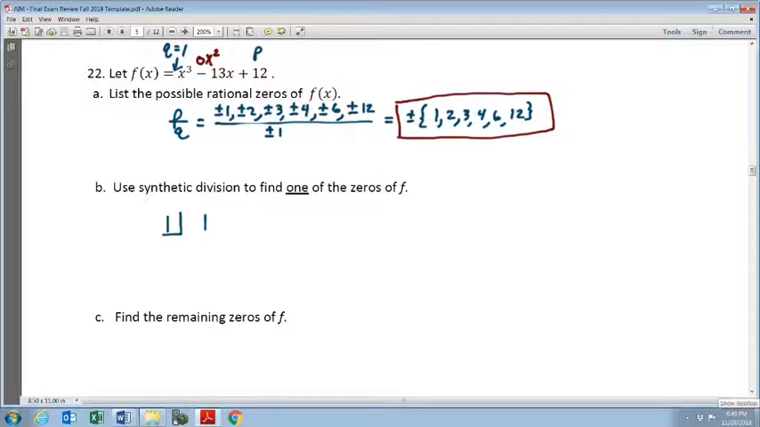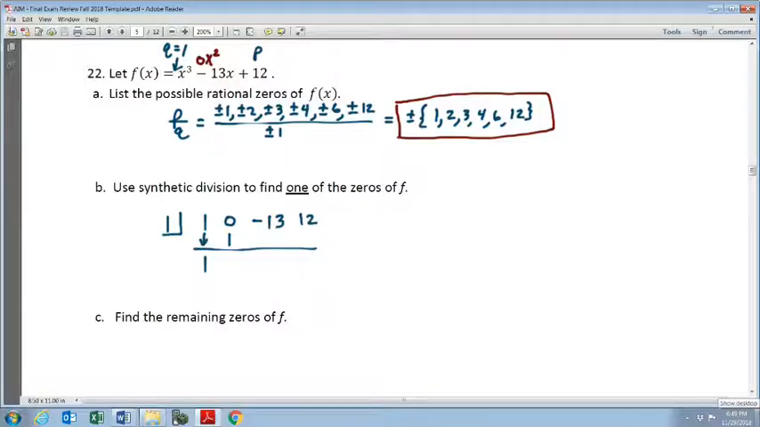So we have a 1x cubed. Notice there's no x squared term, so we'll put a 0 there. And then a minus 13 for the x term, and then the constant. So you want to make sure that each power of x is represented, and put in a 0 if you're missing any of the powers of x. And so now we want to drop the 1, and then we know that we want to multiply, then add, multiply, then add. So here we multiply, we get 1. We always add in the columns.